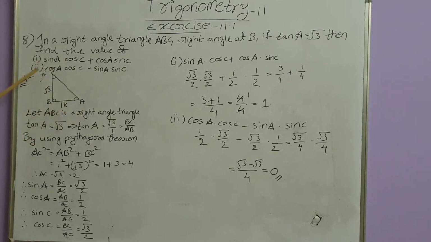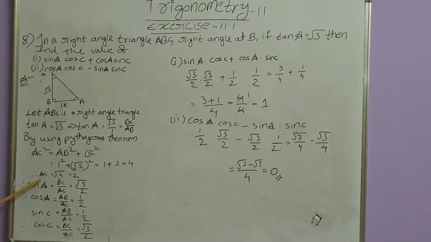Now we find AC value by using Pythagoras theorem. AC square is equal to AB square plus BC square. What is AB value? 1. You can substitute here 1 square. And BC value is root 3, substitute here root 3 whole square. 1 square is 1 plus root of 3 whole square. This square and root both will cancel. So we get 3. 1 plus 3 is equal to 4.